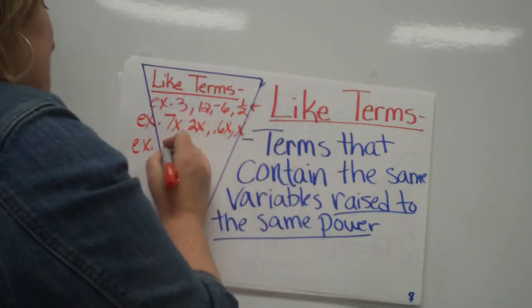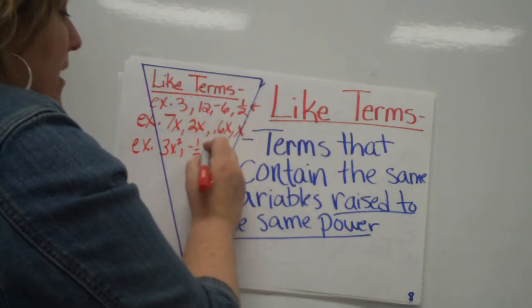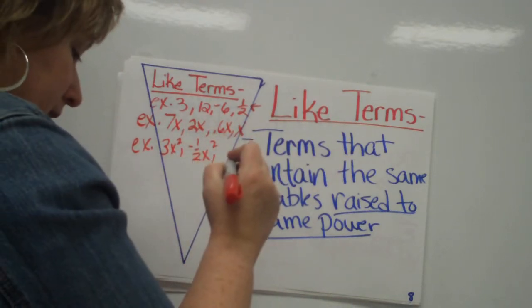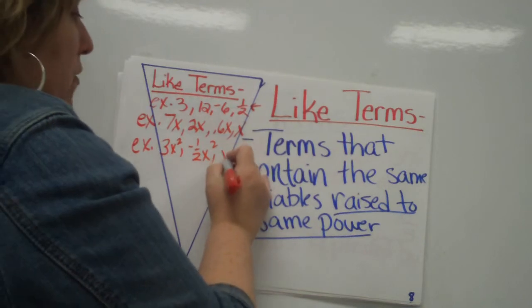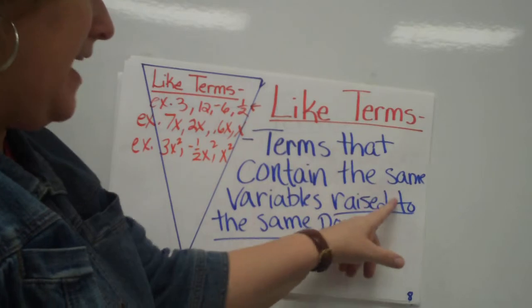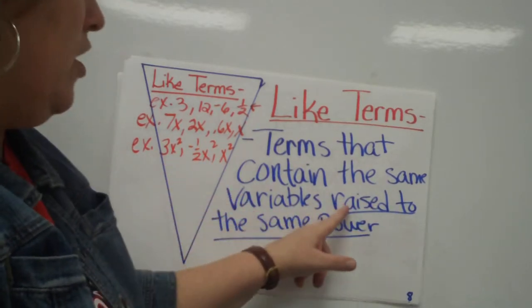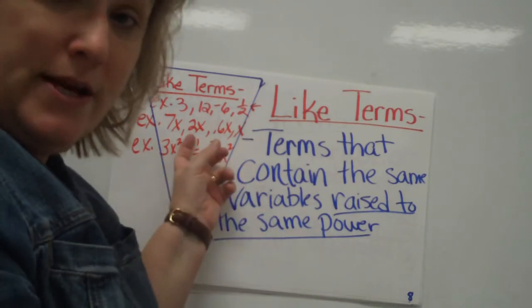Let's do 3x squared, -1/2 x squared, and just plain old x squared. These are all terms that contain the same variables. They all have x as their variable. They are raised to the same power. X is raised to the second power.